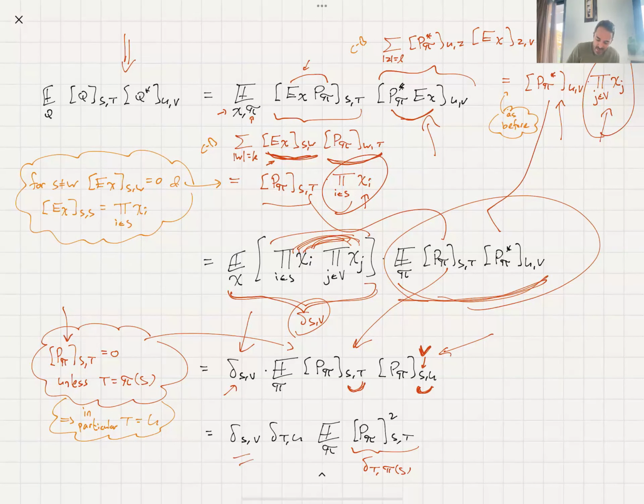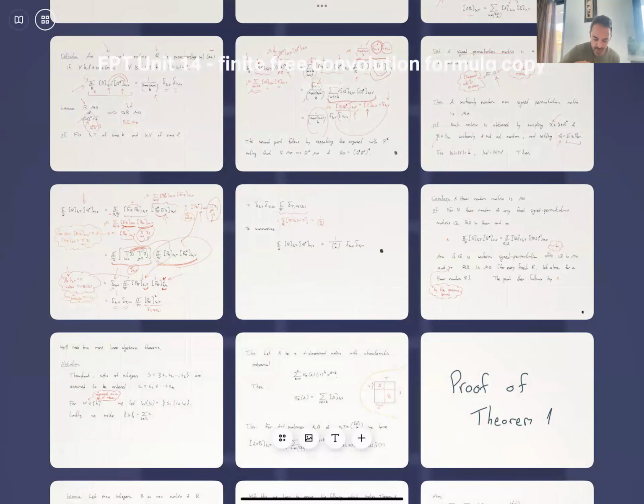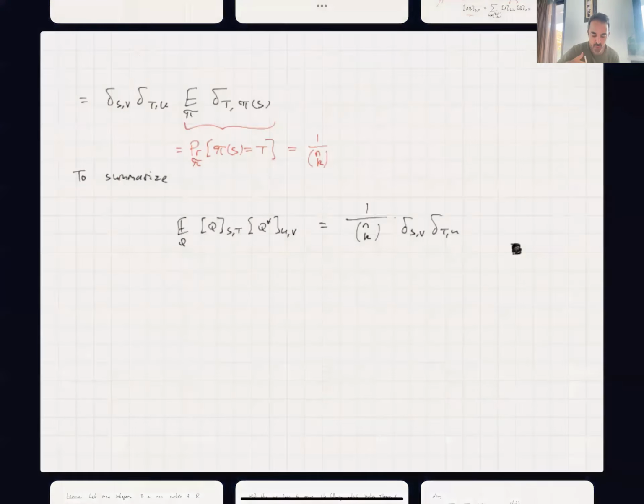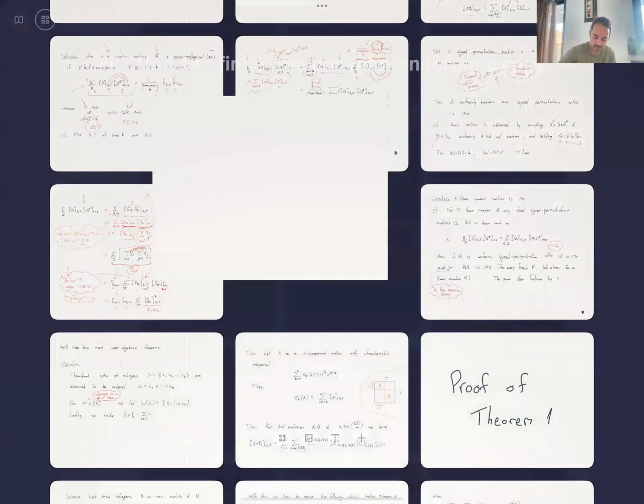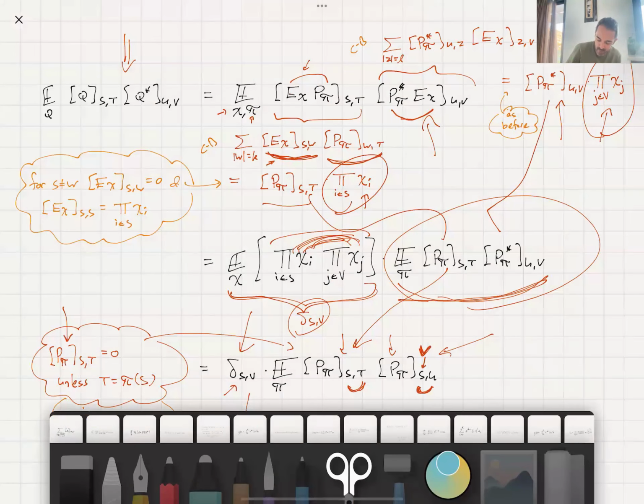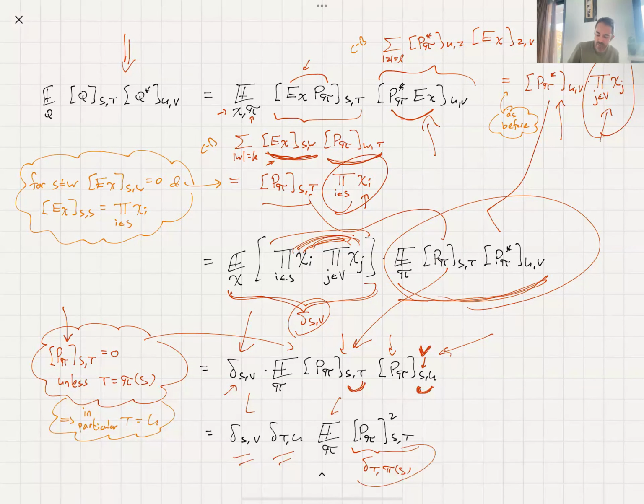So what you get is delta SV from before, delta TU because of what I just said, and then these two are the same, so you get the ST minor squared. And because of what I said, this ST minor is really just also a delta function comparing t and pi of s. You don't have to have the square, of course, because it's either 0 or 1. So now, just to recap, the expression that we are looking at is really this thing: delta SV, delta TU, and then, as before, the expectation over pi of delta t pi s.